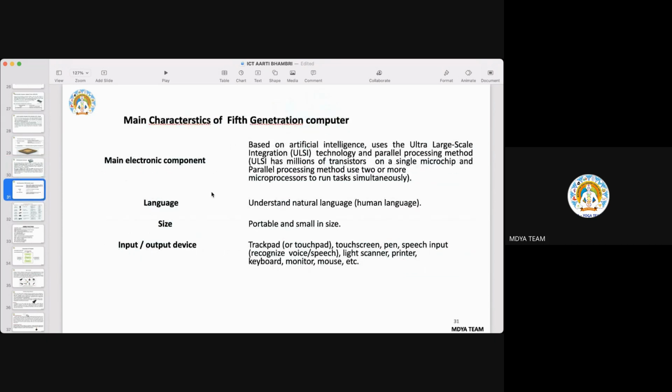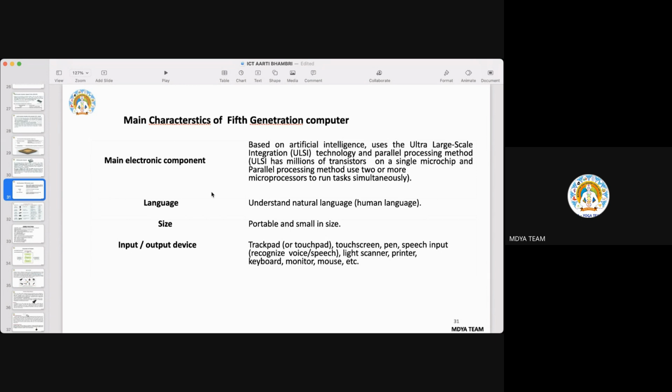Now, fifth generation includes artificial intelligence and ULSI. ULSI is ultra large scale integration, and parallel processing. So many programs, many things can go parallelly within the computer, and they function. You can do so many things at the same time. That's why it is called the parallel processing method, which uses two or more microprocessors to run tasks simultaneously.